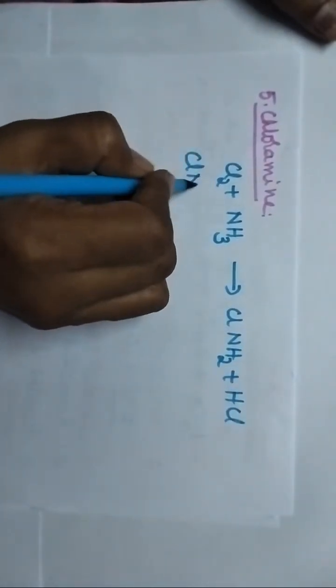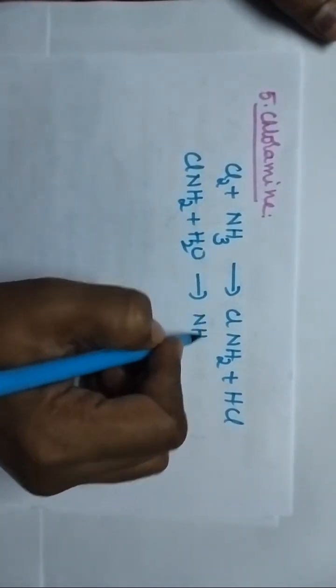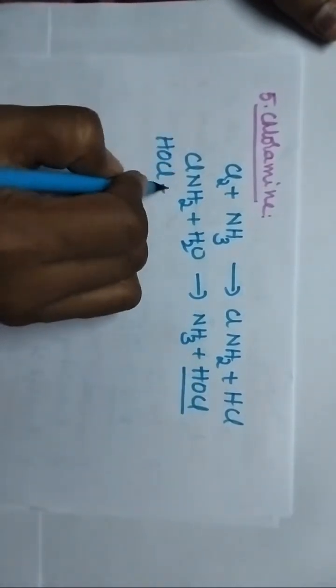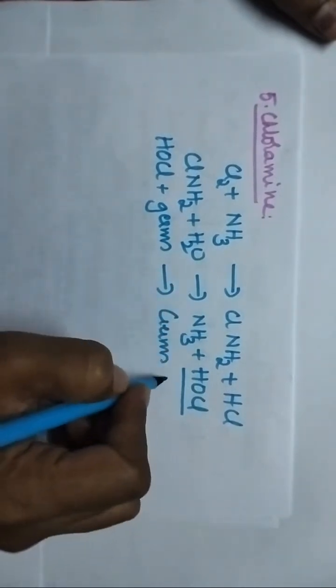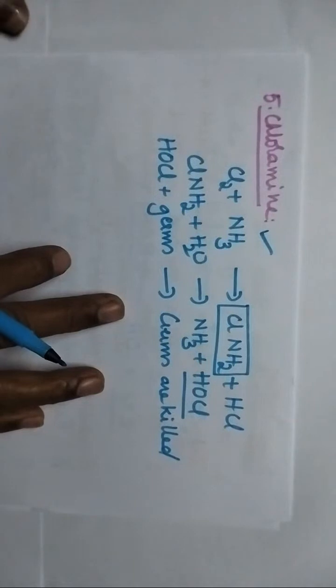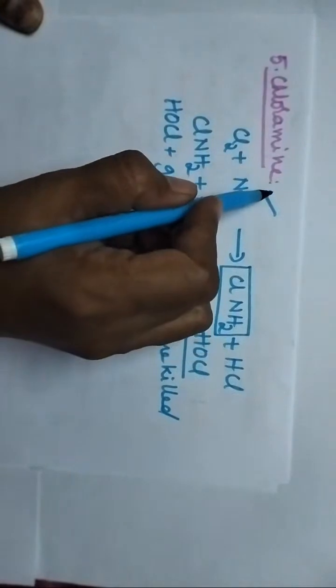So whenever chloramine is added to the water, it results in the formation of ammonia and hypochlorous acid. This hypochlorous acid again reacts with germs and thus germs are killed. Here, if excess chloramine is added, it produces a pleasant odor to the water, and hence this is the safe chemical for the disinfection of the water.